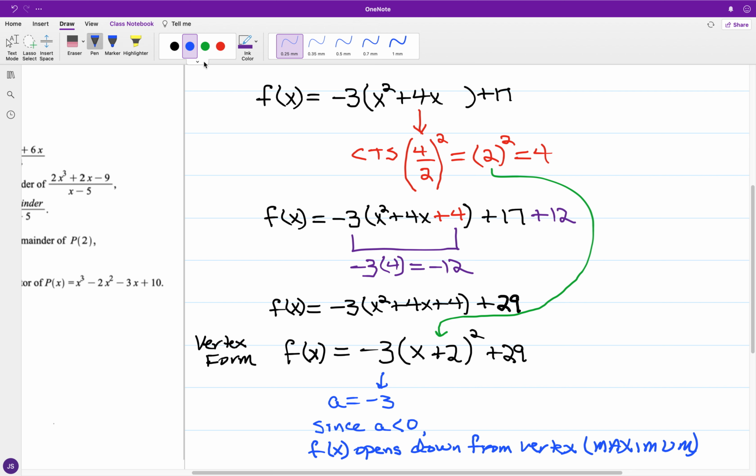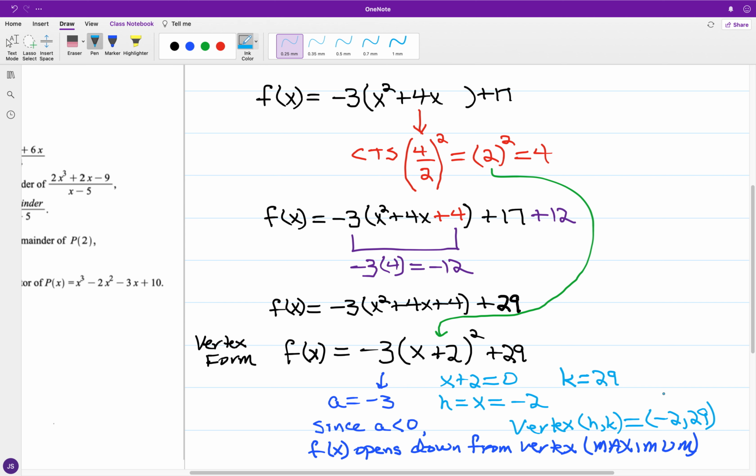And for the coordinates of the vertex, if x plus 2 is equal to 0, your corresponding h value is going to be the 0 of x plus 2. In this case, h is equal to x is equal to negative 2. And for the 29 at the end, we have that k is equal to 29. And so the vertex h, k is going to be at negative 2, 29.